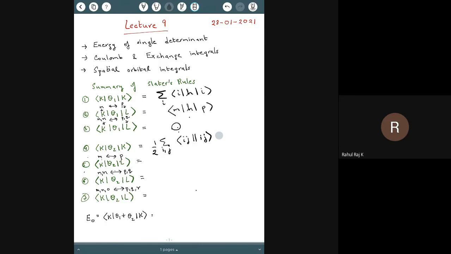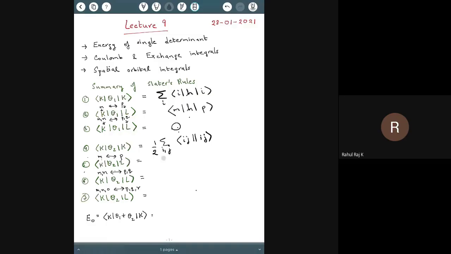Then when you have the determinants differing by one orbital, then one of the sums goes away and you have sum over only i, let's say, and you have the different orbital mi and pi. When they differ by two orbitals, then this sum also goes away and you are left with mn pq. And when the determinants differ by 3 or more, you have 0. So the more the two determinants are different, the simpler the value of the integral.